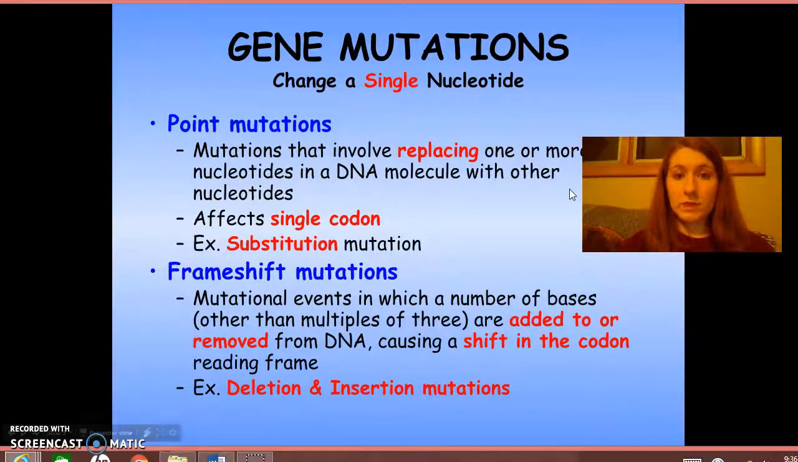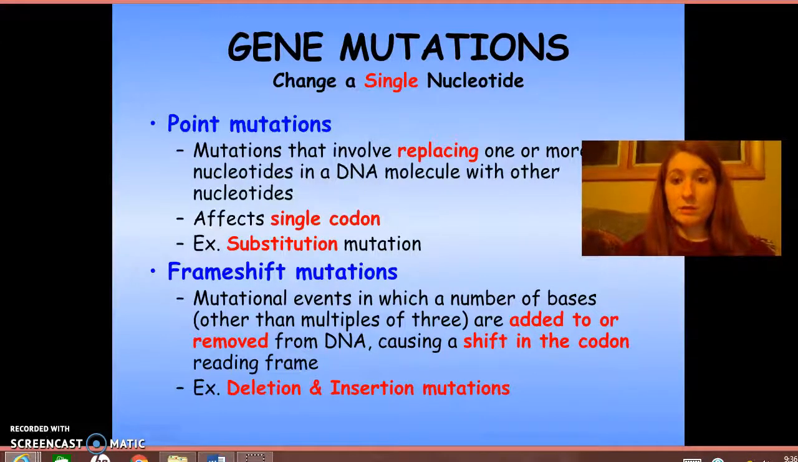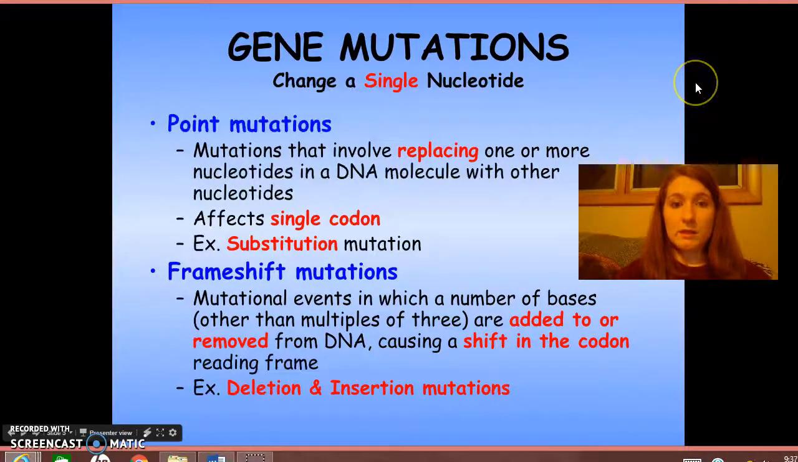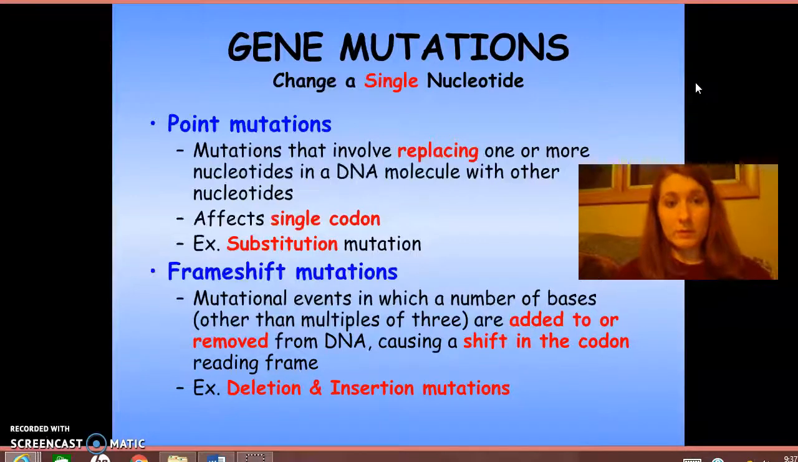So here we go into our gene mutations. Gene mutations are only on a single nucleotide. So only a single nucleotide is going to be changed in a gene mutation. Two types of gene mutations are point mutations and frame shift mutations. Point mutations involve replacing one or more nucleotides in a DNA molecule with other nucleotides. They occur at a certain point in the DNA sequence.